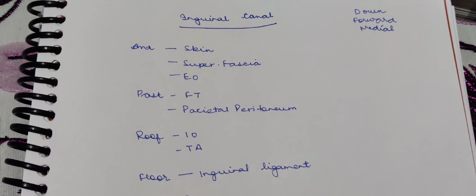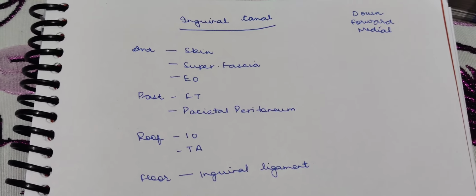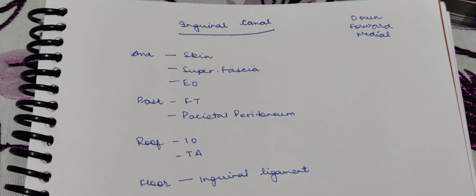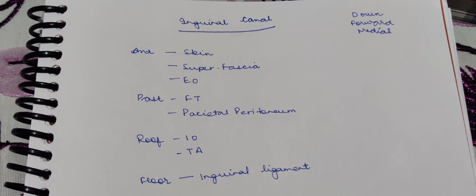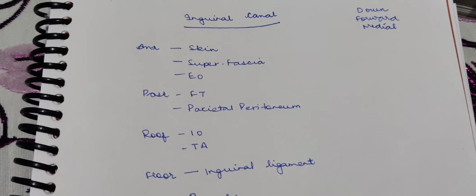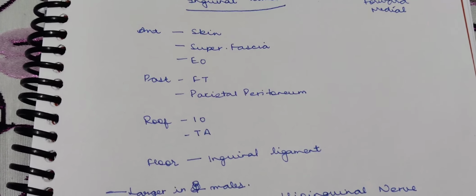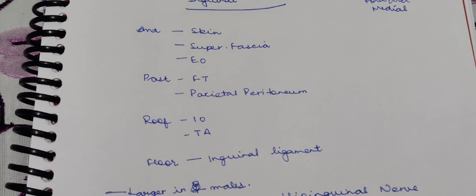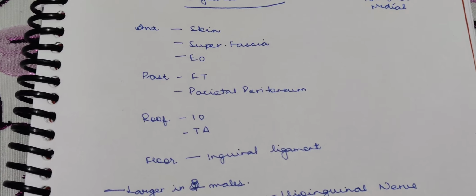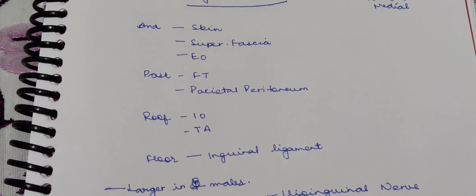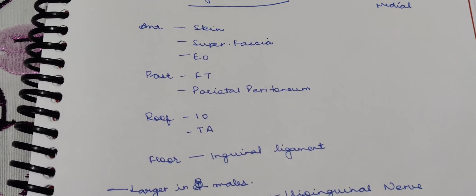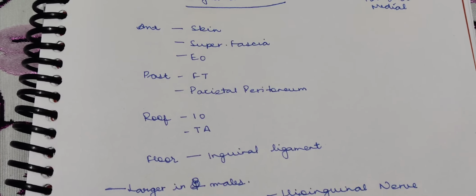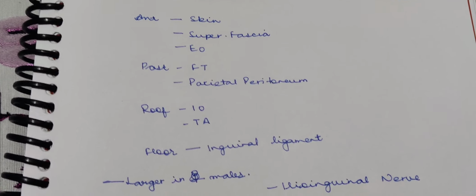So now what is the inguinal canal? The inguinal canal is a canal connecting the superficial and deep inguinal rings. So its direction will be downward, forward and medially. Anteriorly it's covered by skin, superficial fascia and external oblique. Posteriorly by fascia transversalis and the parietal peritoneum. Its roof is formed by the internal oblique and the transverse abdominis, and the floor is formed by the inguinal ligament.